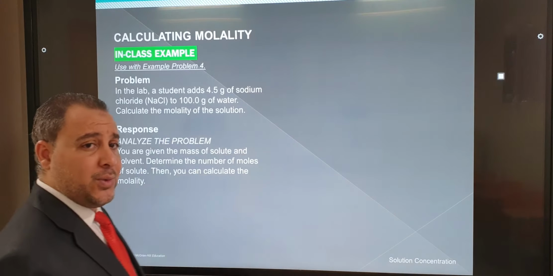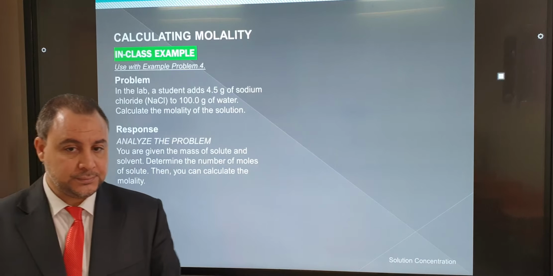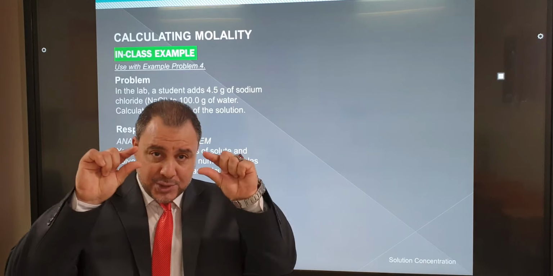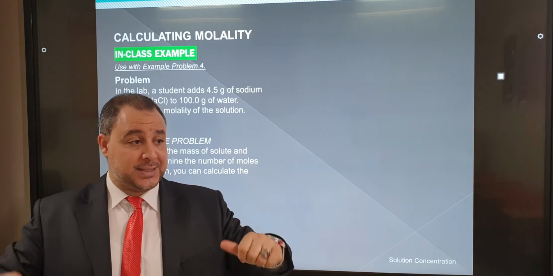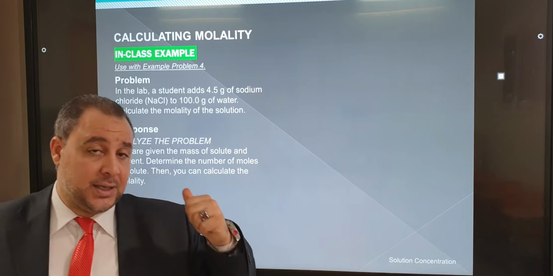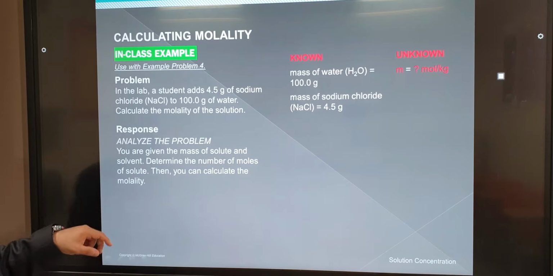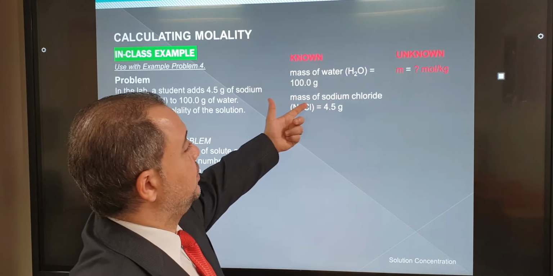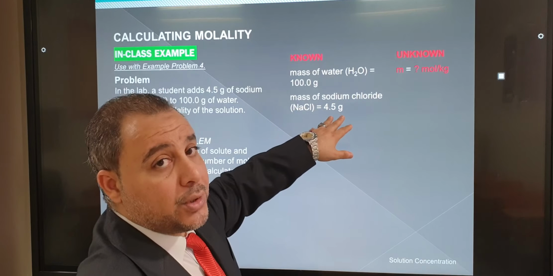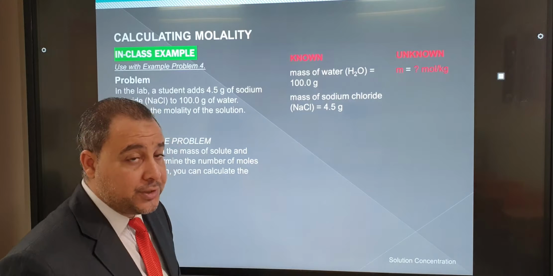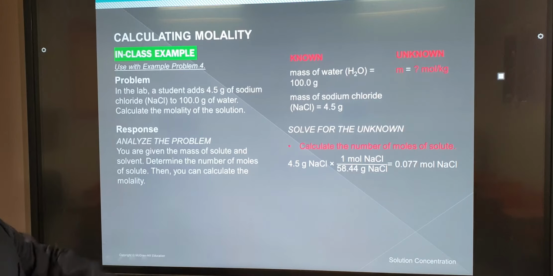Who can tell me the rule of number of moles? How can we get the number of moles of any substance? Good. Number of moles equals mass of substance divided by molar mass, as we studied before in the previous example at the last session. The known mass of water is 100 gram. It's the solvent. The mass of sodium chloride solute, NaCl, is 4.5 gram. Calculate the number of moles first.